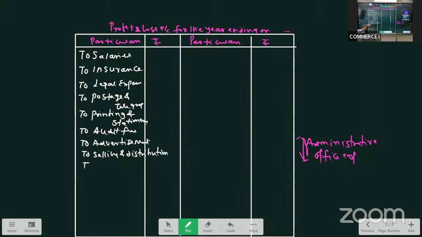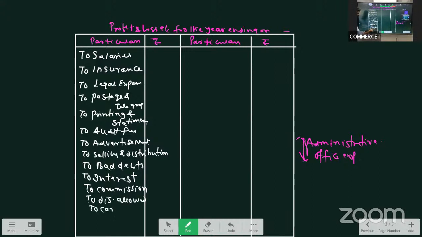Then we have, let us say, bad debts, irrecoverable debts. I told you yesterday or day before, I guess. Irrecoverable debts, the debts which we cannot realize, are bad debts. Then, if any interest is paid on loan, that will be taken here as interest. If any commission is paid, that will be taken here as commission. If any discount is allowed, that will be taken here as discount allowed.